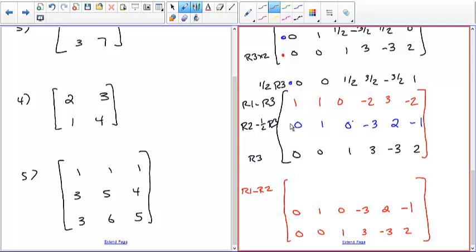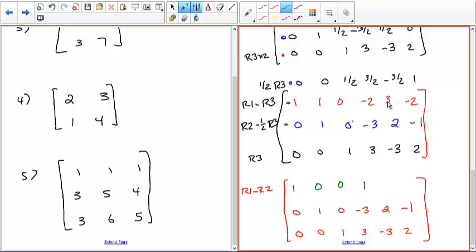So I'm going to take, let me use a color here, green, so I'm going to take row 1 and subtract row 2. This minus that. So you have 1 minus 0 is 1. 1 minus 1 is 0. 0 minus 0 is 0. 2 minus a negative 3, that's 2 plus 3, which is 5.